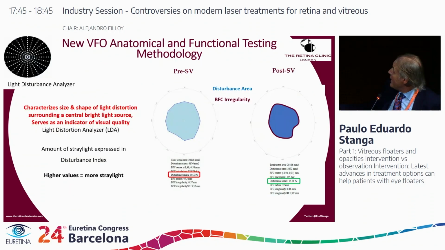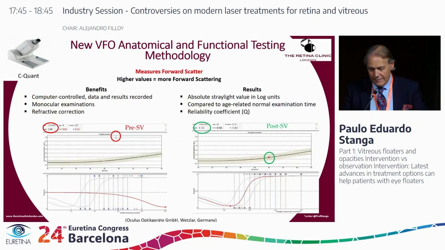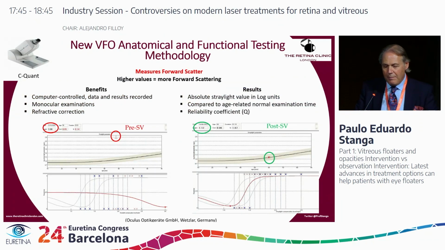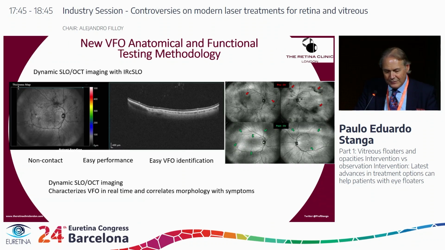This is the area of light disturbance before and after surgery. You can see an index, you can see the dramatic change in index, and you can see the changes in the area. Here we are measuring forward scatter, sequant, how much the floater is affecting vision. And you can see that we have a curve, there's normative data, results before and after surgery.